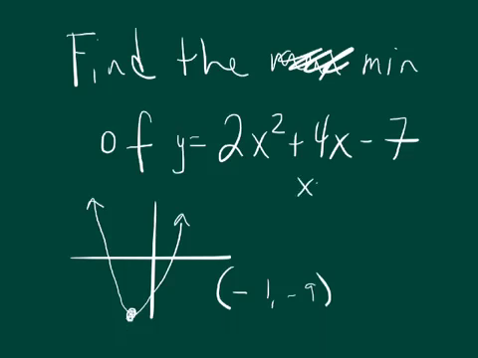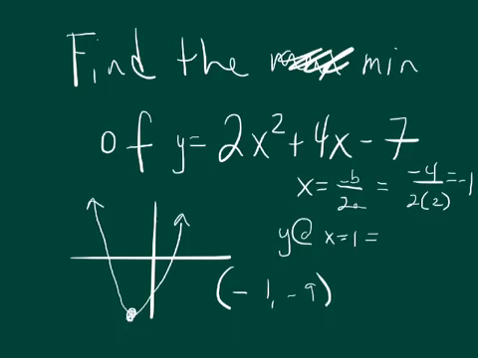The other way of checking this is negative b over 2a, which is negative 4 over 2 times 2, which is negative 1. Then you find y at x equals negative 1, you plug it into the function, and you'll get -9. So you can check this by hand by finding the axis of symmetry, then plugging it into the function, or on your calculator. It works.